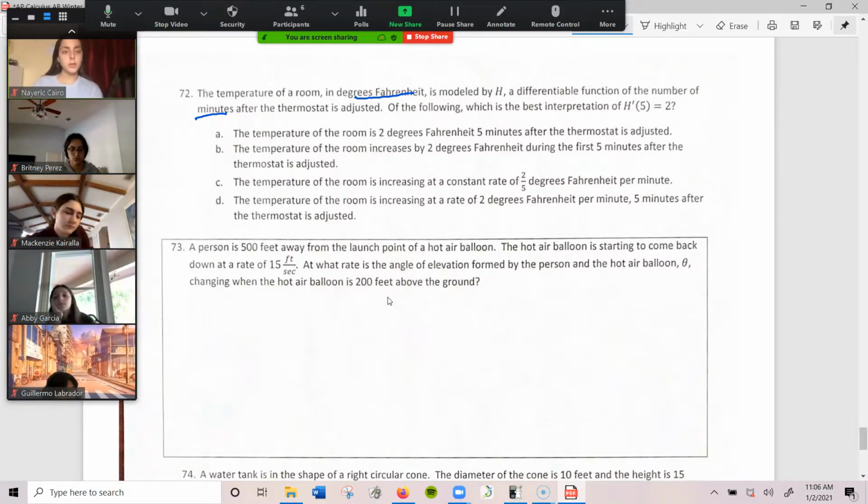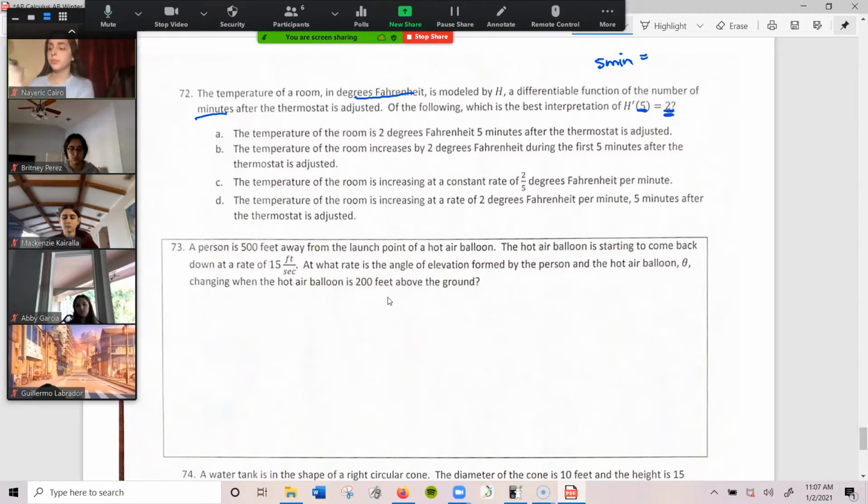Now, additionally, what does this 5 represent? Minutes. So this is 5 minutes. And then we have this 2. What is the 2? Degrees Fahrenheit. Now it's not 2 degrees Fahrenheit, it's that it changed by 2 degrees. Remember, because this is a derivative, this represents a rate of change. So after 5 minutes, the temperature increased by 2 degrees per minute. Does that make sense? So we're just going to look at each option and see, does it fit?